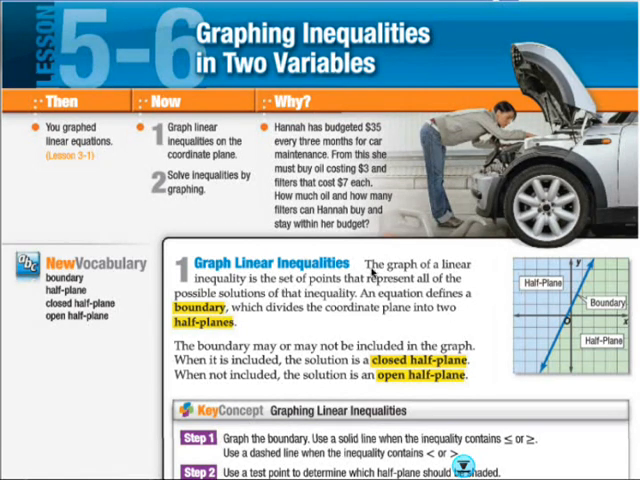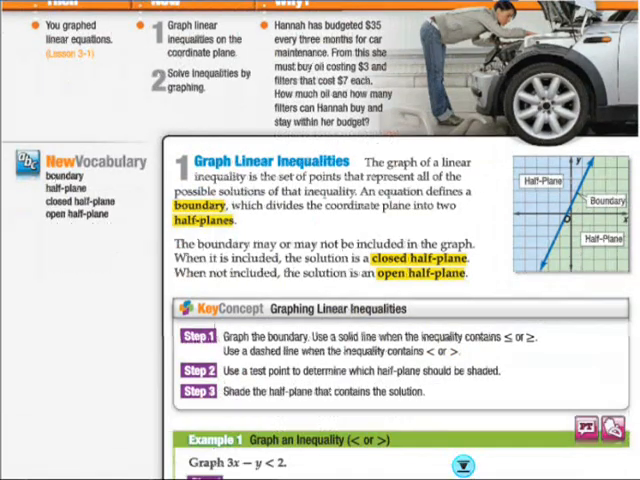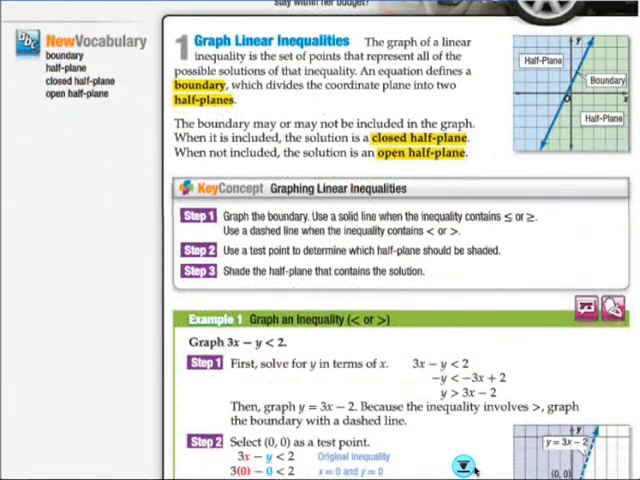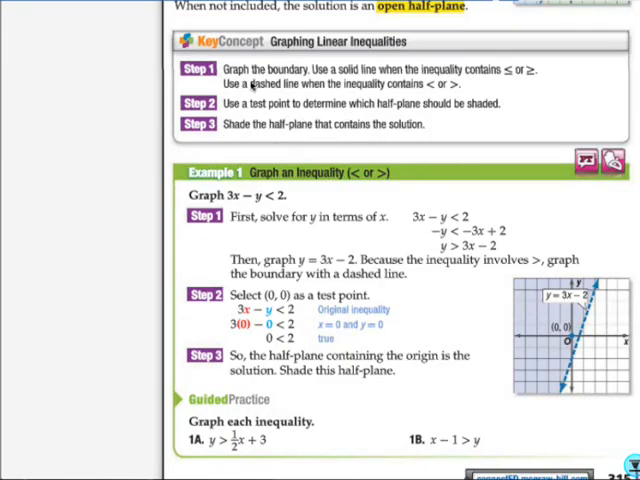All right, so first there's some steps here. Let's scroll down and take a look at the steps. Step one is we're going to graph the boundary. So that's the line itself. Key information here is that when we have less than or equal to, greater than or equal to, underneath, the line is solid, and when it's not, the line is dashed. So that's a big key.